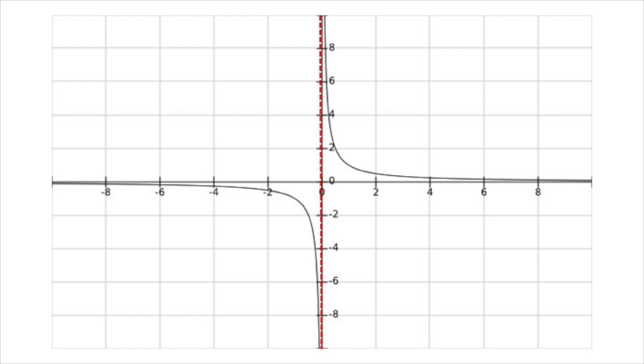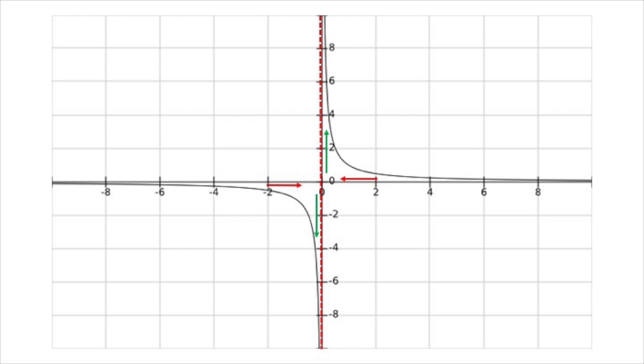Here, when my function approaches x equals 0 from the right-hand side, we can see that the y values skyrocket upwards and approach positive infinity. And as my x values approach 0 from the left-hand side, we can see my y values skyrocket downwards towards negative infinity. This leads us to think that there's an asymptote at x equals 0.